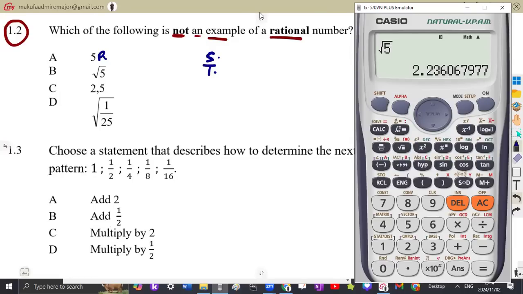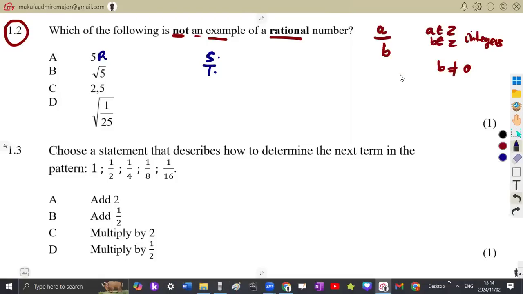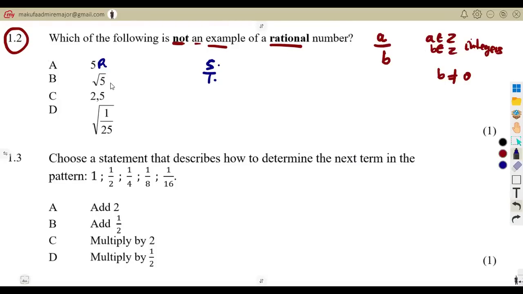We cannot rewrite this decimal. Remember, this is not a recurring decimal. It cannot be written in the form of A over B. It's not. So the best answer there was going to be B.